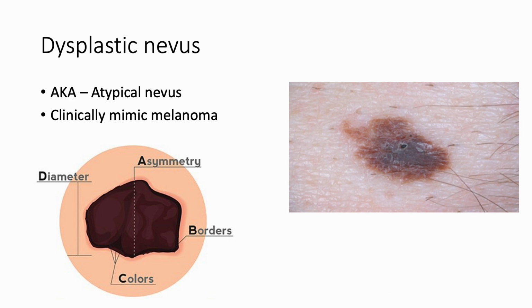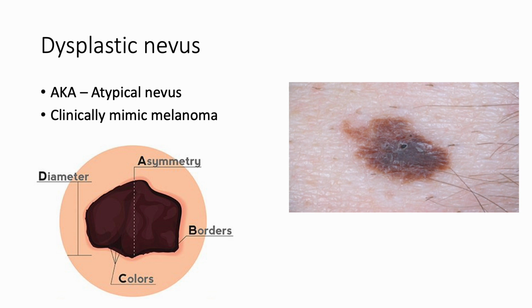Dysplastic nevus. Why is dysplastic nevus important? It is a nevus which is benign, but clinically and histologically it can mimic melanoma, and sometimes we cannot tell them apart. And also, if your patient has many dysplastic nevi on the body, they usually have a higher risk of developing melanoma. So that's why we use this term dysplastic nevus. It looks asymmetrical, and the diameter can be more than 6 millimeters with an irregular border and different colors in different locations, so it can mimic melanoma.